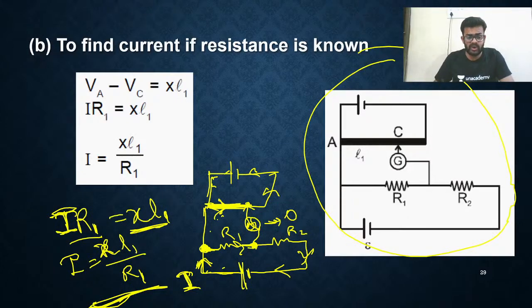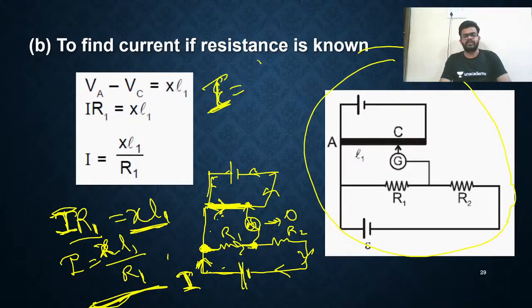If you have the current, what can you do? You can use it for R2. It means you can write it like this: I should be equal to E upon R1 plus R2.